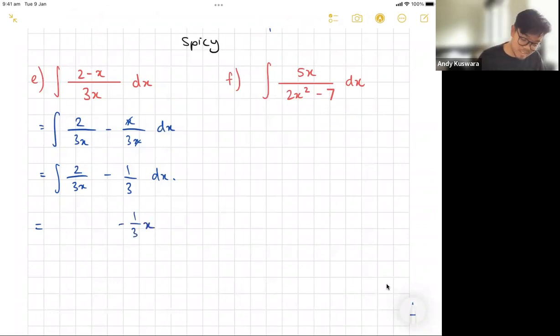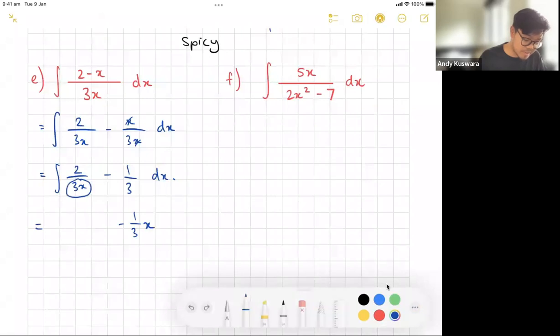But this one here, I've kind of got a 3x. And if I was to derive it, I should have got 3. But I've kind of got 2. So what I have to do is think, well, what times 3 is going to give me 2? So it's going to be 2 on 3, or times it by 3 on 2.